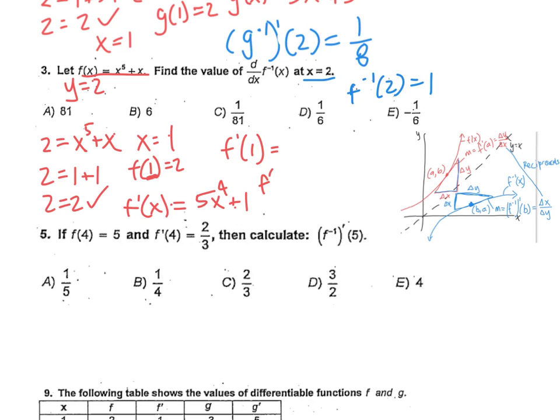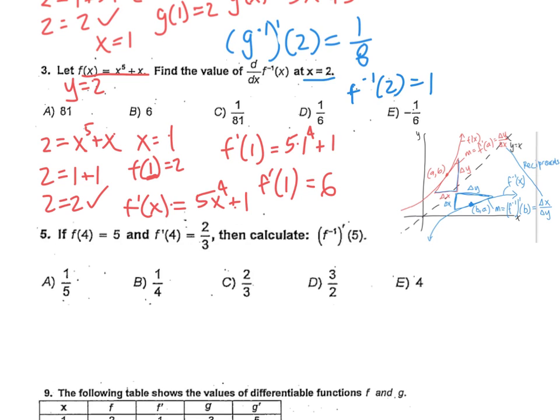Got to use my derivative. I'm going to get 5 times 1 to the 4th plus 1. And so that's going to end up giving me f prime of 1 is equal to 5 times 1 is 5 plus 1 is just 6. Okay, so you just get positive 6.